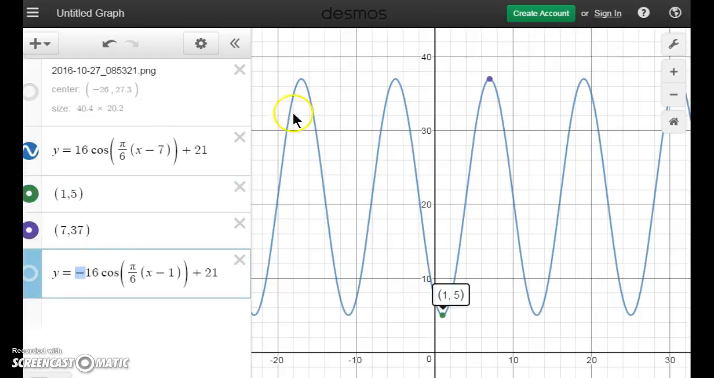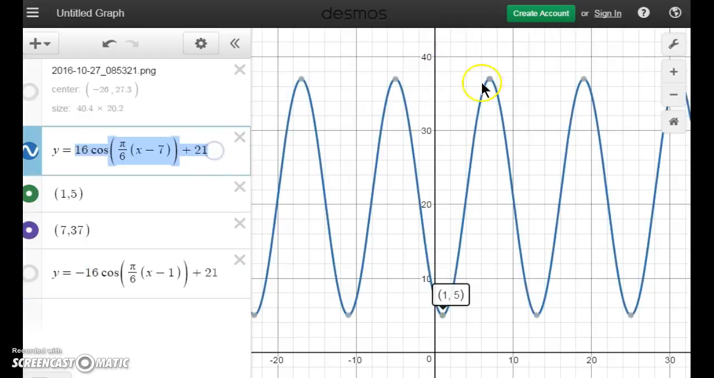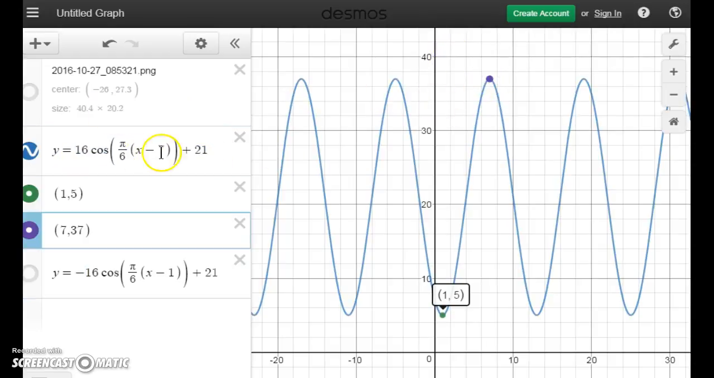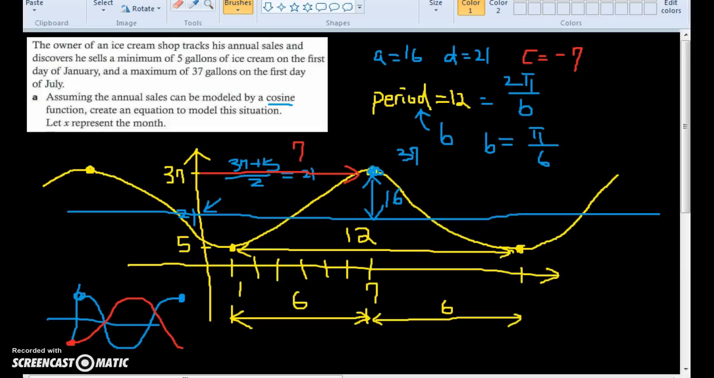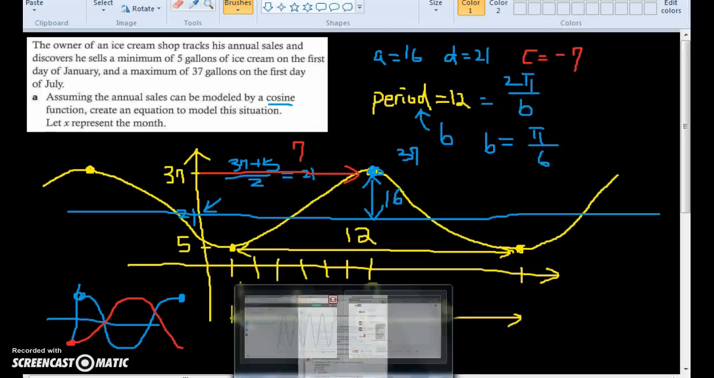But personally, I think it is easier to look at the maximum point. We don't have to worry about reflections. We just have to worry about how much it has shifted to the left or to the right. Okay. Now, with this, we have the answer to part A. Now, for part B, let's continue.